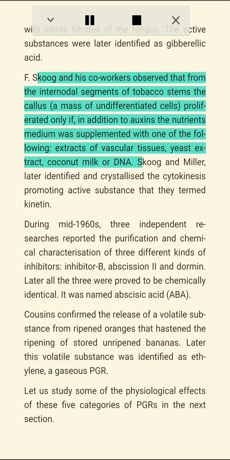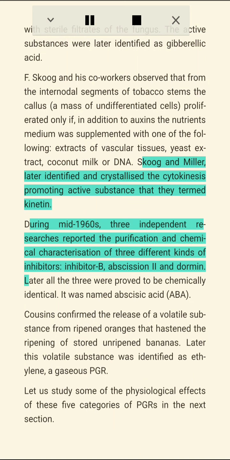F. Skoog and his co-workers observed that from the internodal segments of tobacco stems, the callus, a mass of undifferentiated cells, proliferated only if, in addition to auxins, the nutrient medium was supplemented with one of the following: extracts of vascular tissues, yeast extract, coconut milk, or DNA. Skoog and Miller later identified and crystallized the cytokinesis-promoting active substance that they termed kinetin.